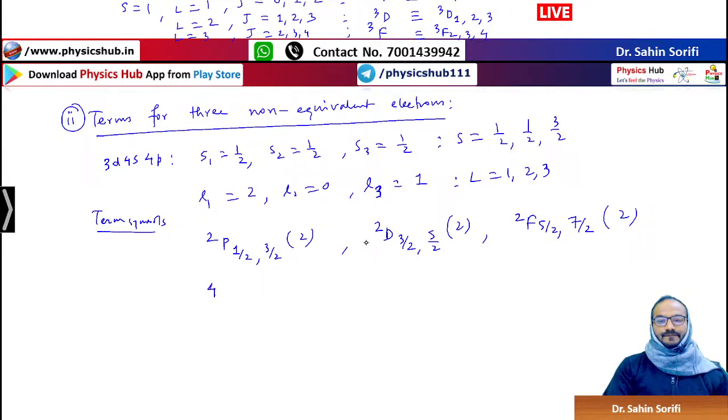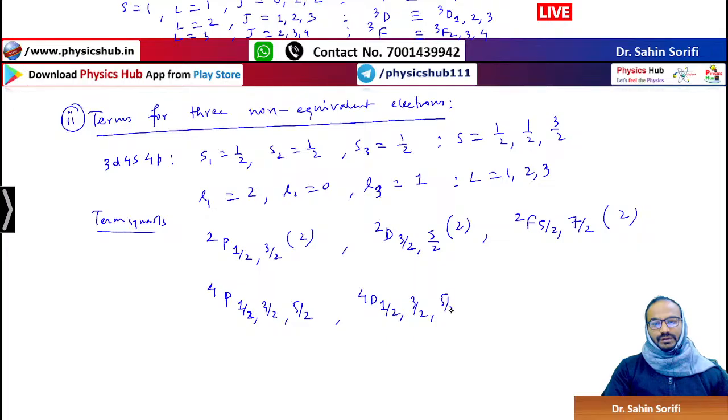By taking this, 2s plus 1 is 4. 4p can give you 1/2, 3/2, 5/2. 4d: 1/2, 3/2, 5/2, 7/2. And 4f: 1/2, 3/2, 5/2, 7/2, 9/2.